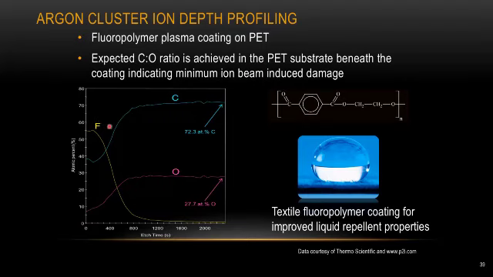Once we finish the coating and go into the substrate, the PET polymer, we determine the atomic percentage for carbon and oxygen, which is exactly the same as the concentration you would expect from this molecular structure. That shows the cluster ion etching doesn't damage the chemistry of the PET polymer.